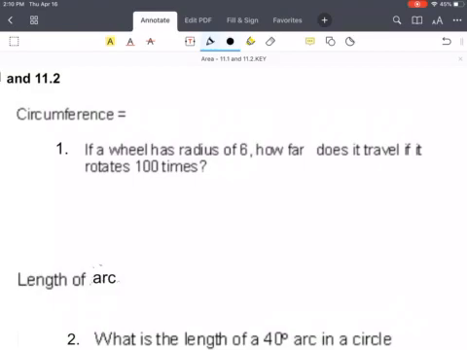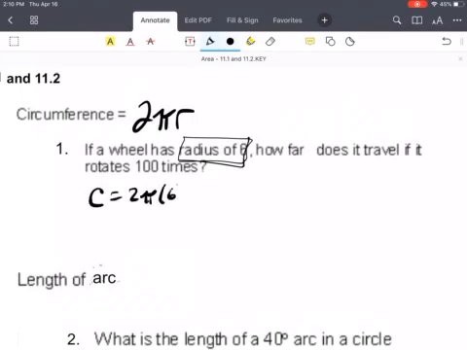So some examples that we'll go through now. The circumference of a circle, remembering that that is 2 pi r. If a wheel has a radius of 6 feet, so a radius of 6, that means that the circumference of that wheel is 2 pi times 6, which means it is 12 pi. To go around the wheel one time, it would be 12 pi units.